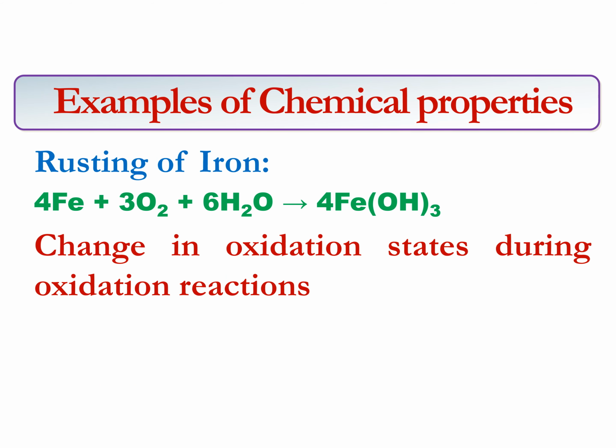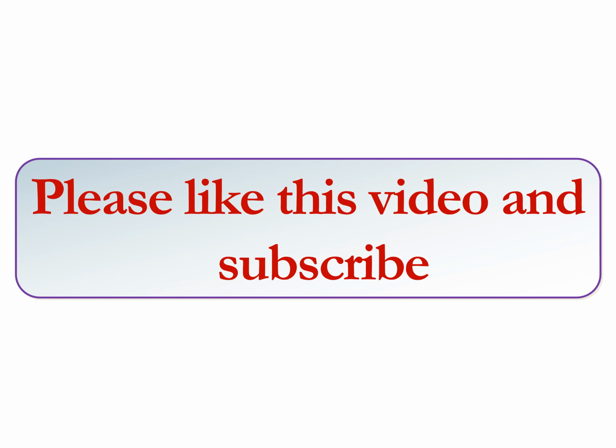Examples of chemical properties are the rusting of iron. This is the equation for the rusting of iron. Another example of a chemical property is change in oxidation states during oxidation reactions. So during oxidation reactions, the oxidation states of elements change. So this is also an example of a chemical property.